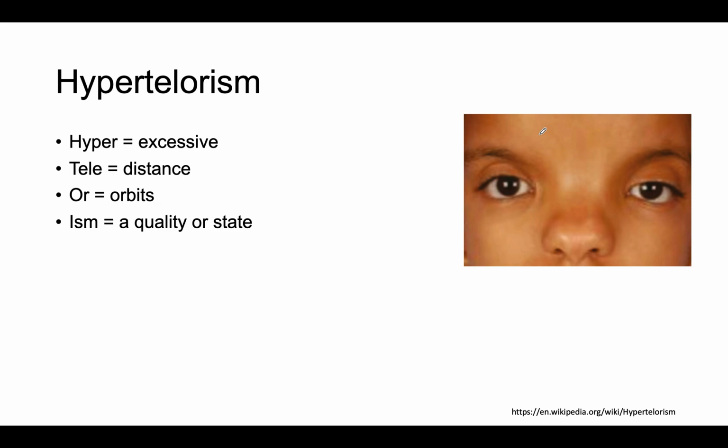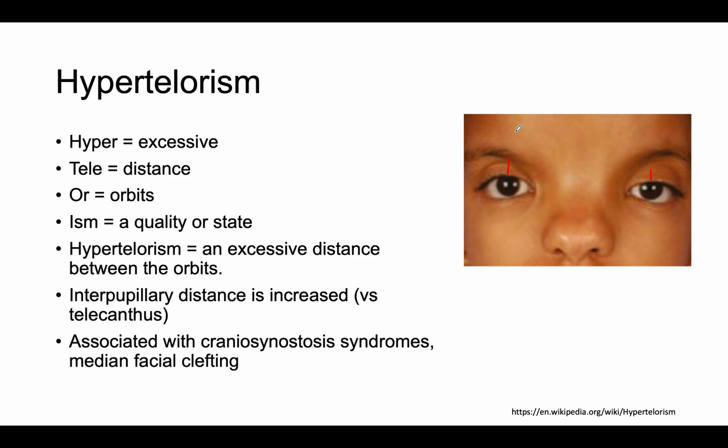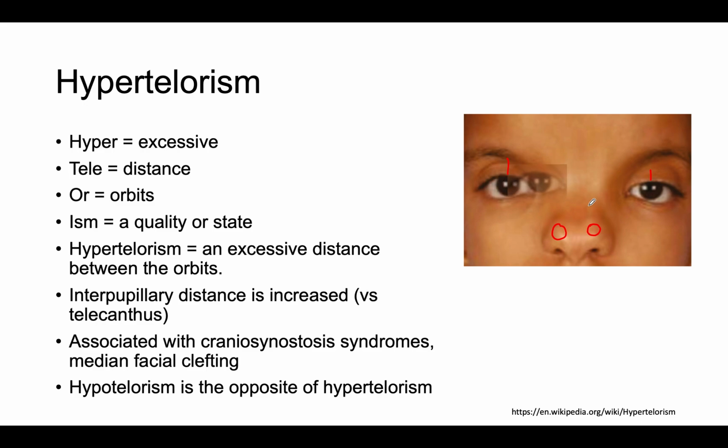So hypertelorism refers to an excessive distance between the two orbits. The interpupillary distance, the distance between two pupils, is increased. This is as compared to telecanthus, where it's normal. It can be associated with craniosynostosis syndrome and median facial clefting. Another clue to that would be the bifid nasal tip that we see here in this patient. And hypotelorism is the case where the eyes are too close together, and it's the opposite of hypertelorism. Now, to define hypertelorism, in theory, you should be able to fit one eye's width in between the two eyes. And here we can see it's actually closer to about 1.5 eyes width, suggesting that this patient has hypertelorism.